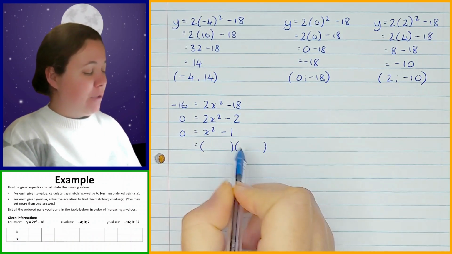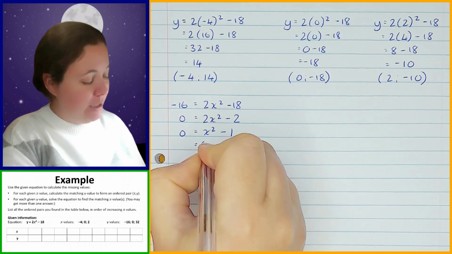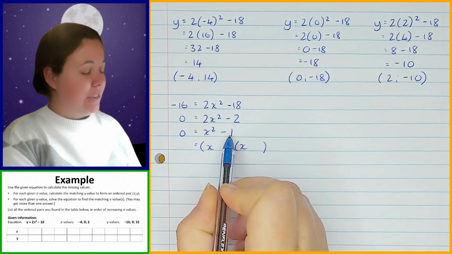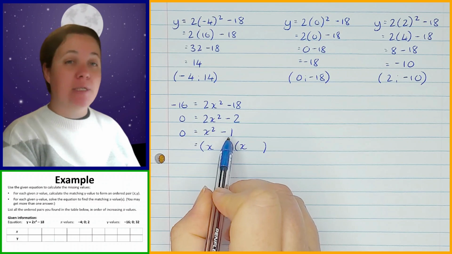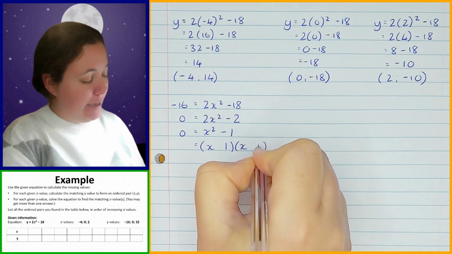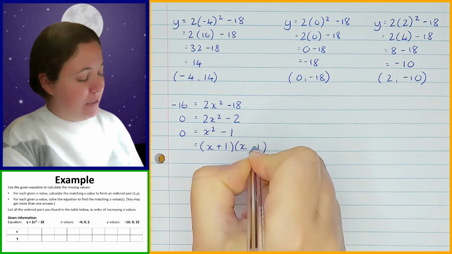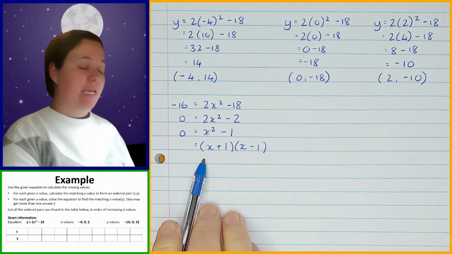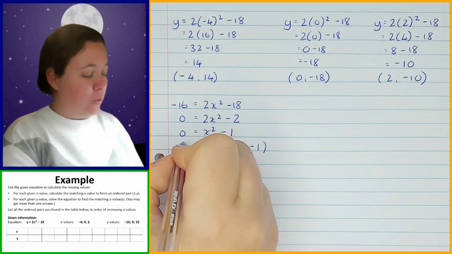The first term in each bracket is going to be the square root of x squared, so that's x, and the second term in each bracket is going to be the square root of 1, so that's 1 and 1, and then one bracket gets a plus and the other one gets a minus. Okay, so now I've got (x + 1)(x - 1) = 0.